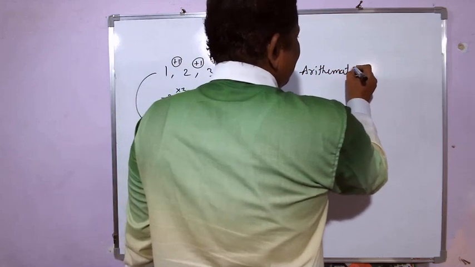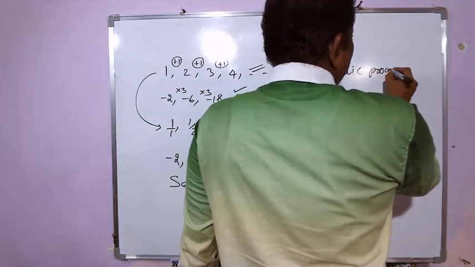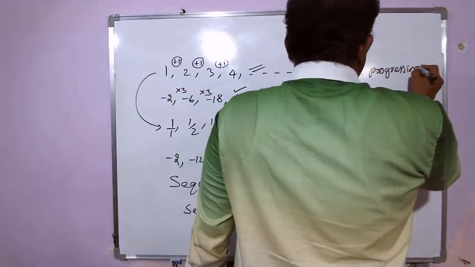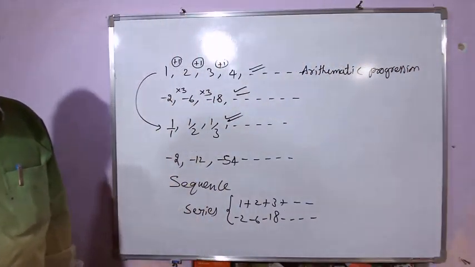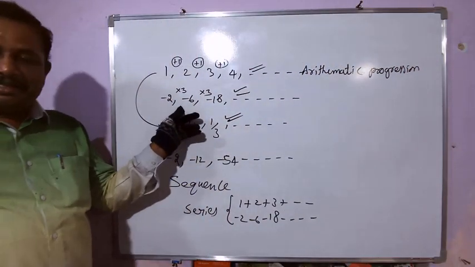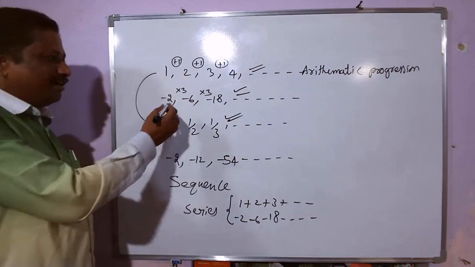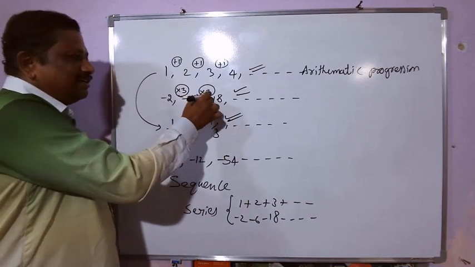Arithmetic progression. Okay. Next, here this arrangement is by multiplying a constant term.